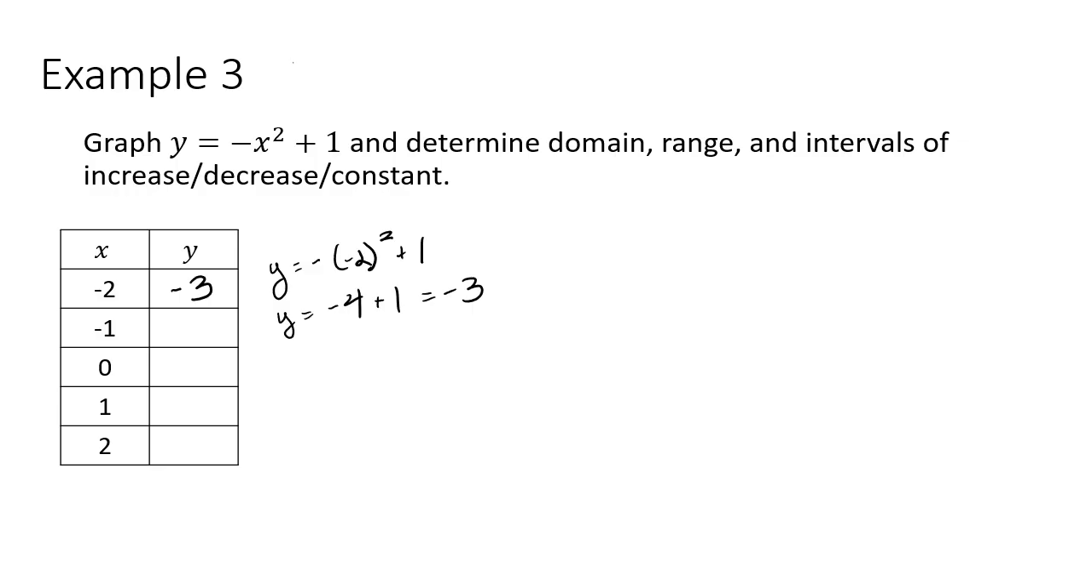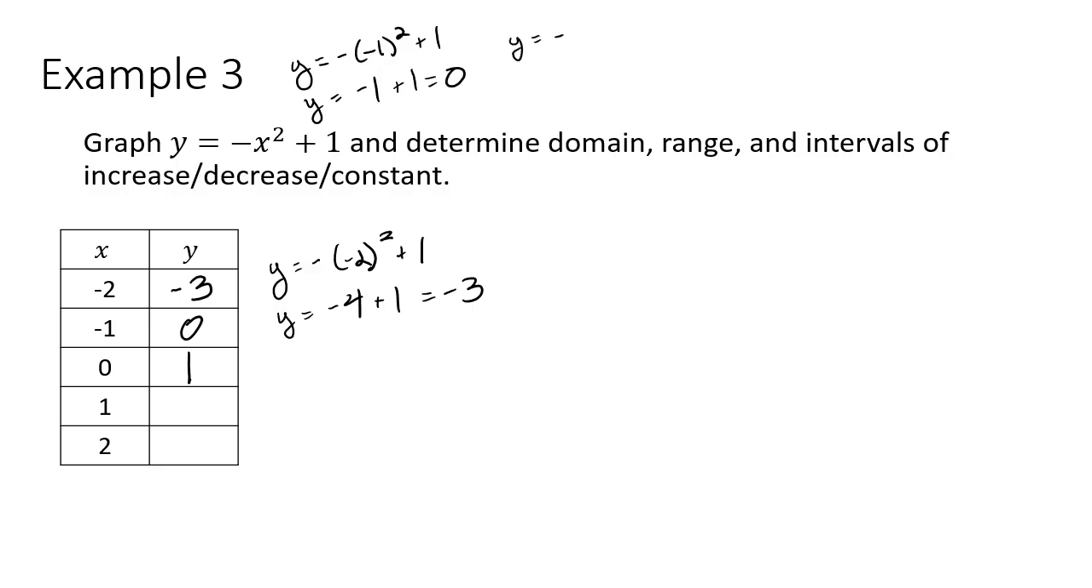If we plugged in negative 1, the minus 1 squared would be a positive 1, but again it goes back to being negative. Plus 1 would give us a y value of 0. If we plug in 0, then this is just negative 0 squared, which is 0. So the plus 1 is all that's left over. And you'll see some symmetry on the other side.